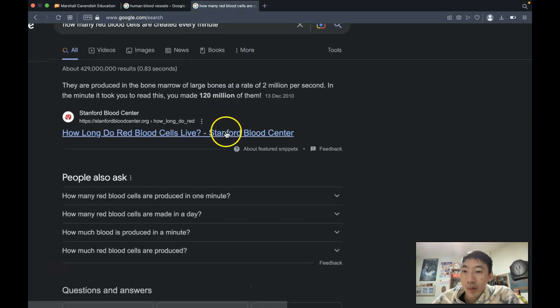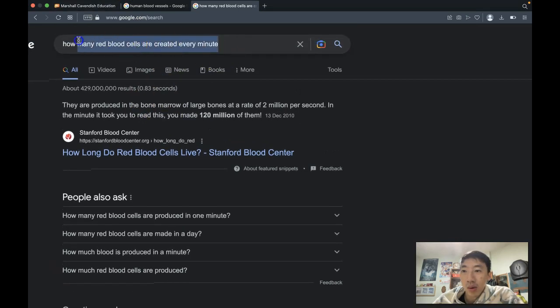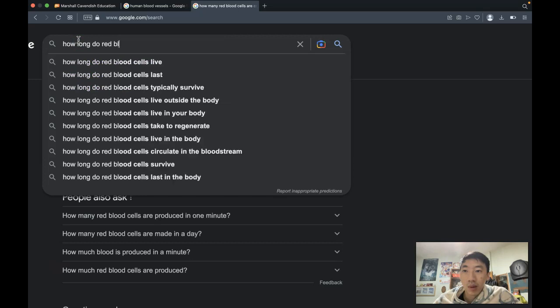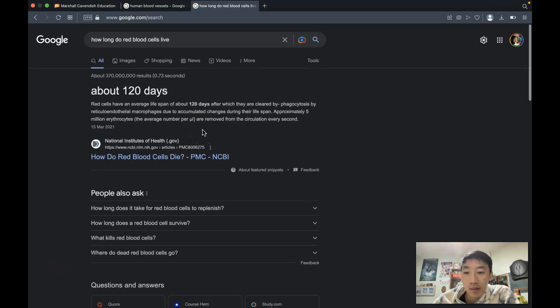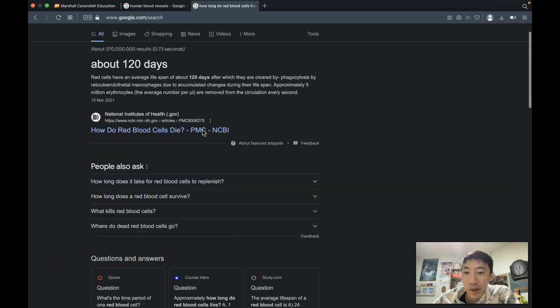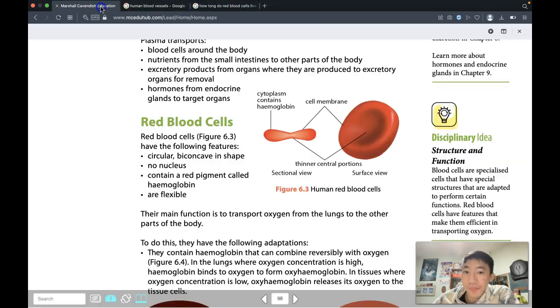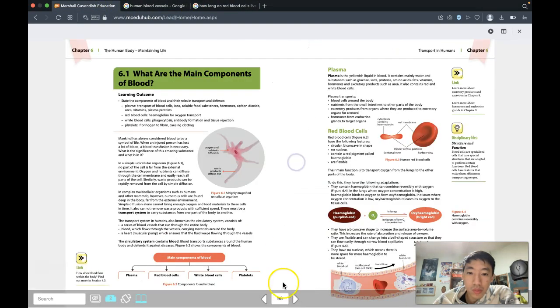Alright, so according to this website, in 1 minute you make about 120 million red blood cells. Quite a lot of red blood cells. Okay, and how long do red blood cells live? I think it's not as long as other cells, because they don't have a nucleus, so they cannot repair themselves, right? There's no nucleus to control the repair for them.